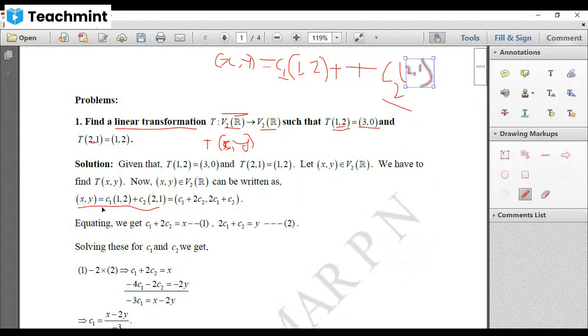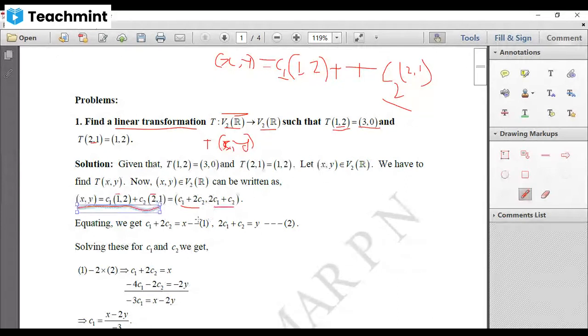Now, the ordered pair (x, y), I have written as C1 of (1, 2) plus C2 of (2, 1). You know how to multiply a scalar with an ordered pair: C1 into 1, comma, 2C1; C2 into 2, comma, C2 into 1. Add them. How? The x-axis, first quadrant element with first quadrant. So you'll get C1 plus 2C2, that is the first element. Then you have to put a comma. Now, if you assume this is the y-axis, then 2C1 plus C2 is the y-axis element.